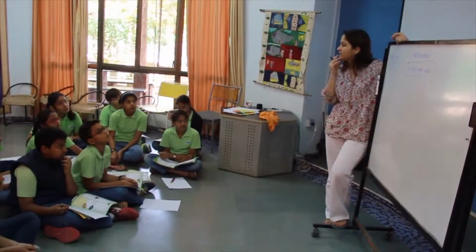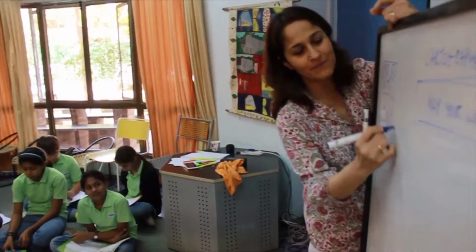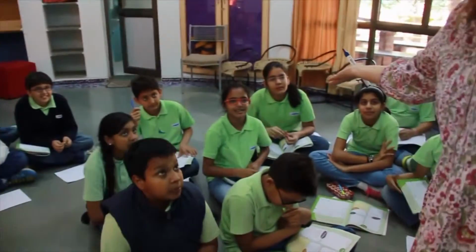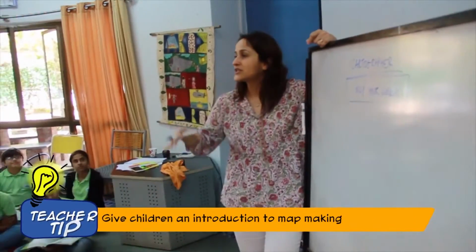Divided into 3 steps. The first step is that of being a cartographer. Children will make a map of their surroundings to become more aware of opportunities of change around them. What does a cartographer do? He makes maps. A cartographer is somebody who actually makes maps.